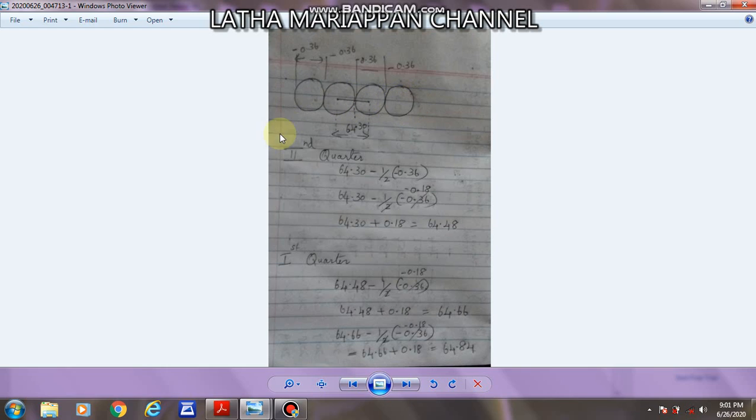Now I am going to calculate for the second quarter. Take this average value, 64.30 minus half of this. This is the middle, no? So I am going to find half of this value. Half of this, the backward computation, is minus, no? So I put a minus sign here: 1 by 2, half of the second quarter, so minus 0.36. Cancel this 2, you will get minus 0.18, and minus into minus becomes plus, and if you add, you will get 64.48. So we got 64.48 for the second quarter.